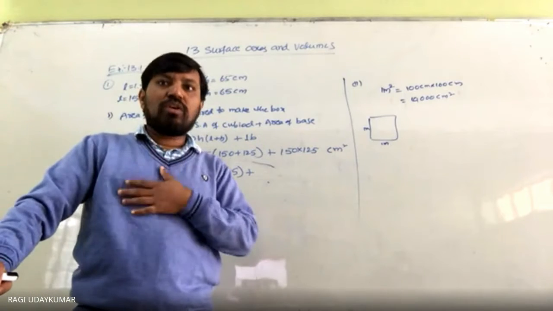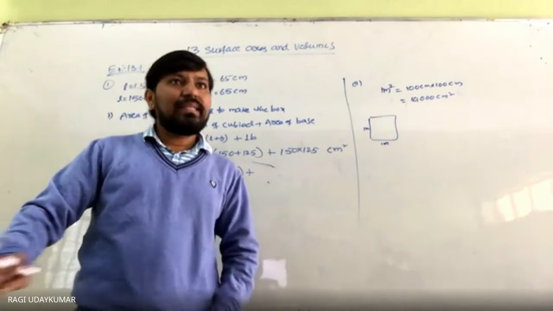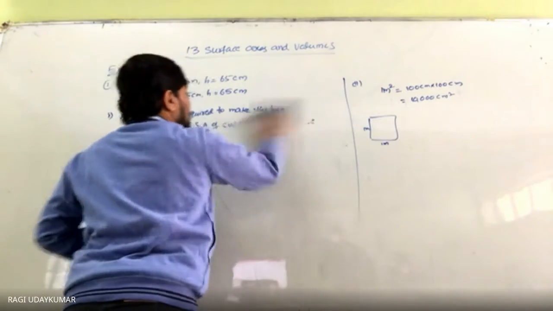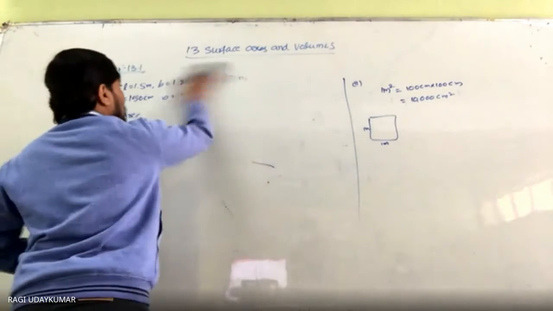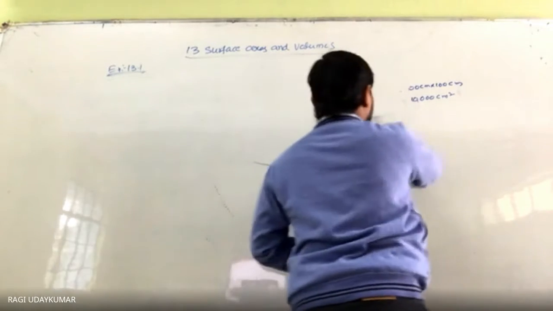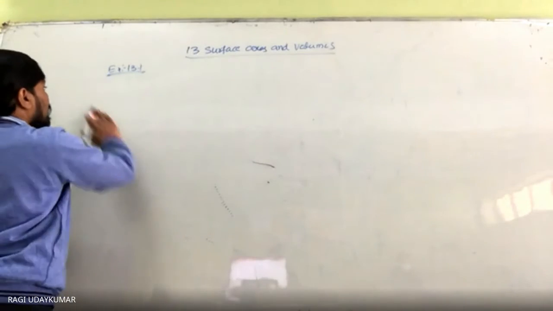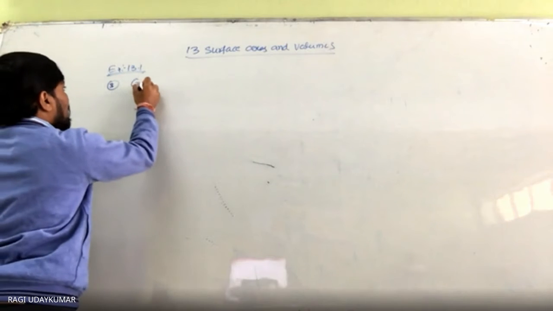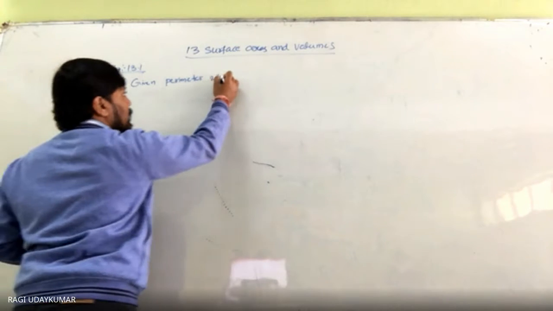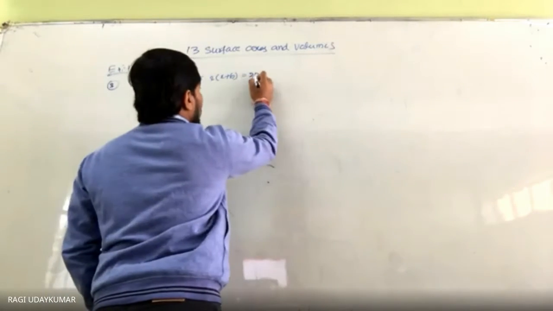The third problem: the floor of a rectangular hall has a perimeter of 250 meters. Perimeter is given to you. See here, perimeter is nothing but 2 into (L plus B). So in the third problem, the perimeter is given, that is 2 into (L plus B). Perimeter is equal to 250, it is given as 250.